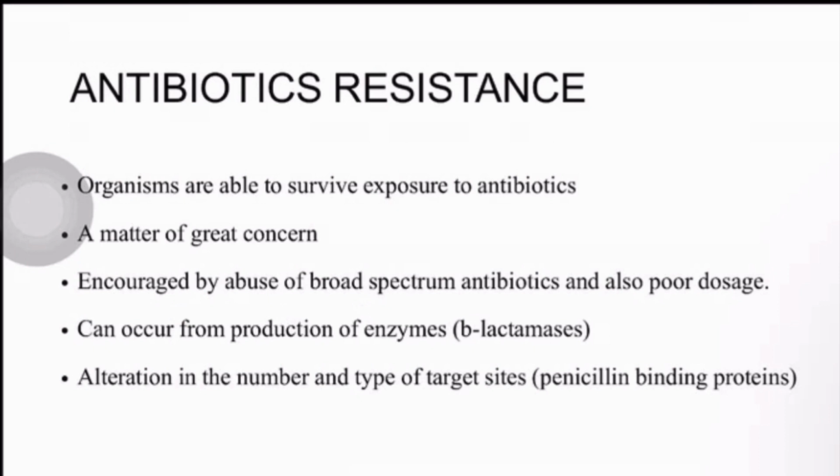Antibiotics, there are some organisms that are able to survive exposure to antibiotics due to some reasons, such as mutation or even acquired resistance. And it's a matter of great concern. It is encouraged by the abuse of broad spectrum antibiotics and also poor dosage. And it can occur from production of enzymes, alteration in number of target sites. Basically, there are different mechanisms by which antibiotic resistance can occur. It could be due to transduction, transformation, or conjugation, depending on the type of organism.